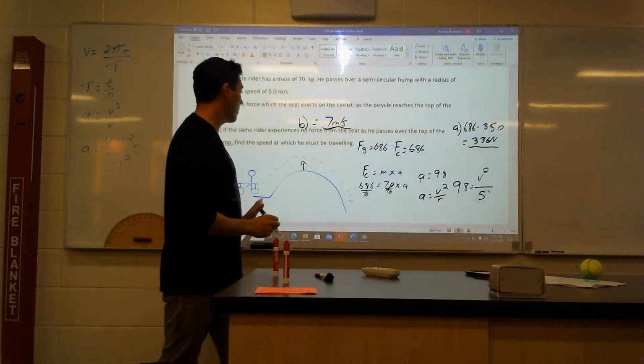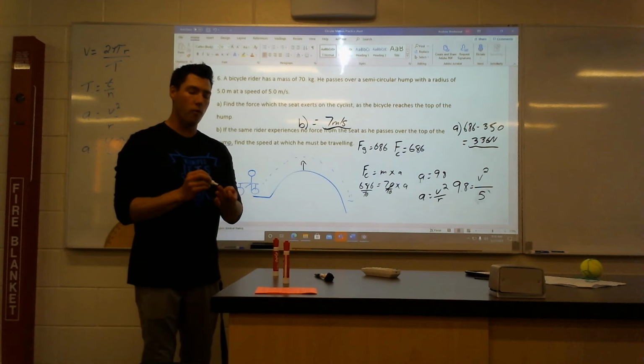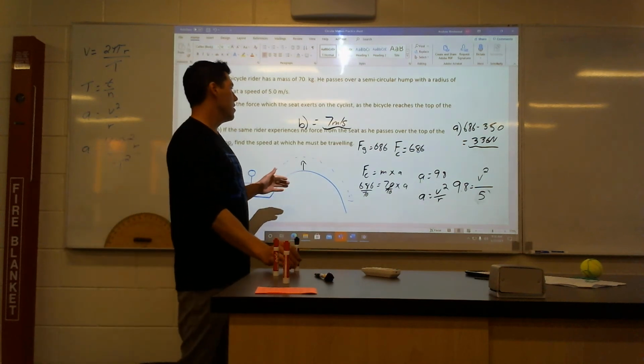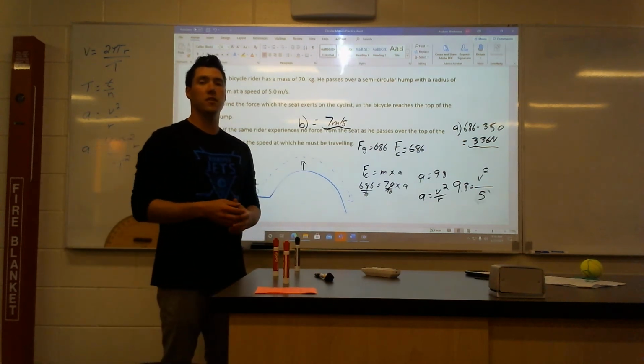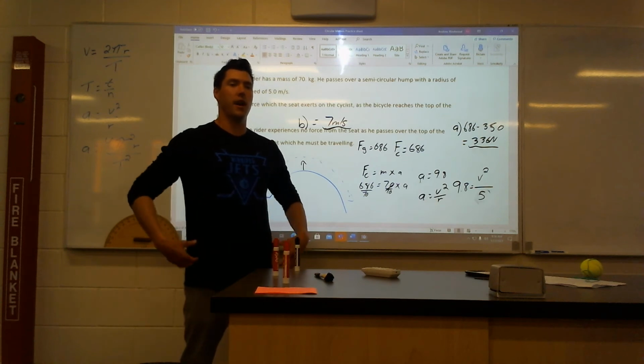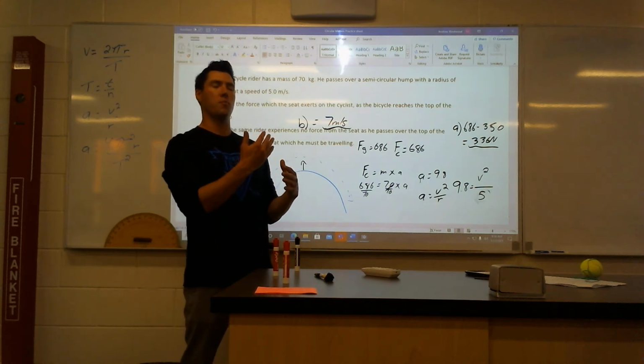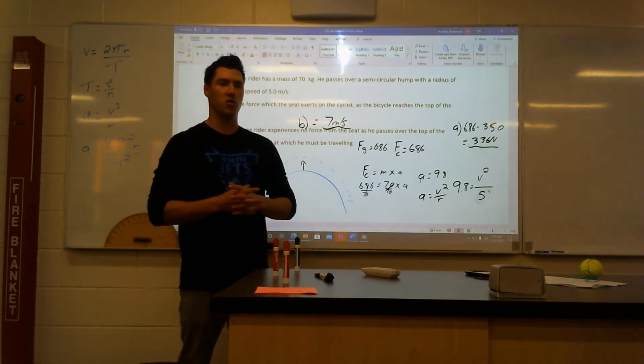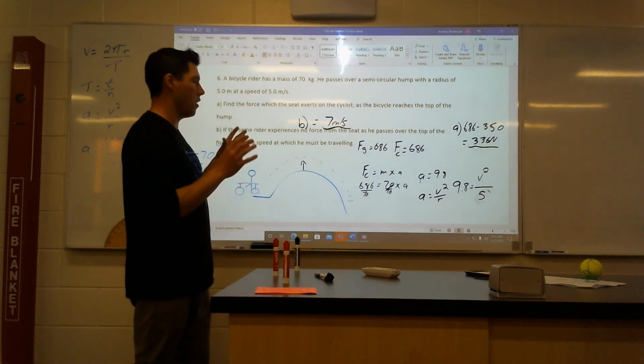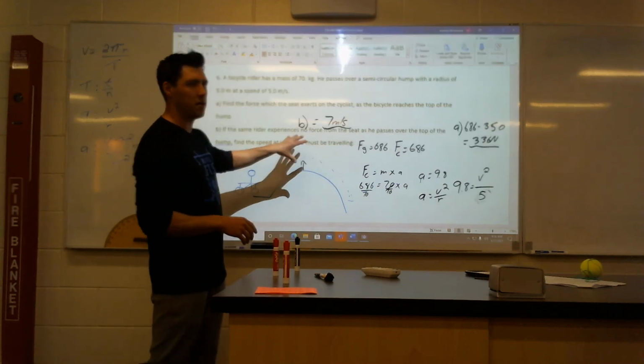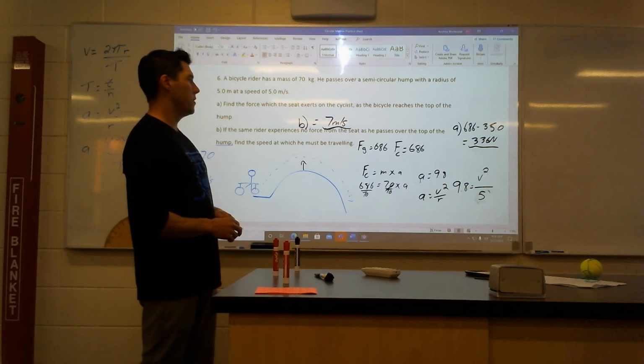So if you had a velocity of 7 meters per second going over this hump, you actually feel like there's no force from the seat on you, because the force pushing upwards is exactly the same as the force pushing down. All right, hopefully that makes a little sense. This one can be a little tough sometimes to understand, but that's okay.